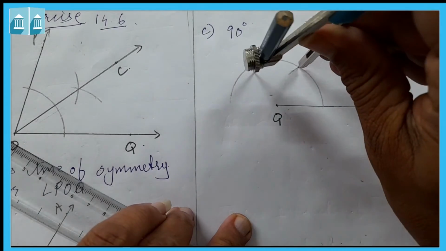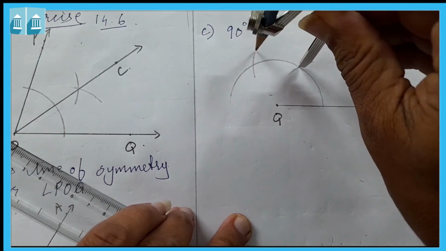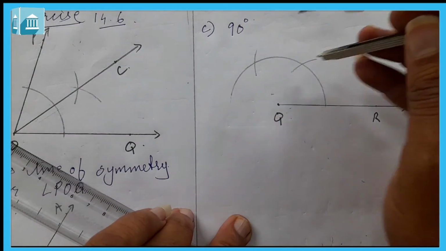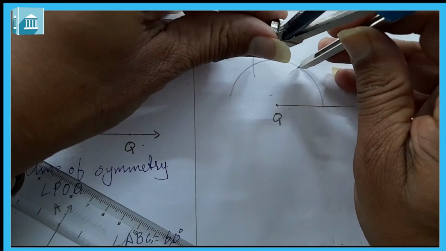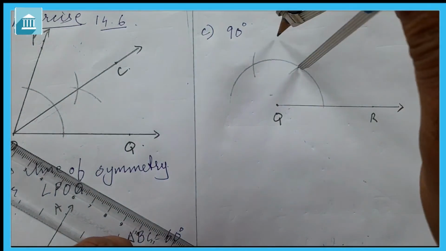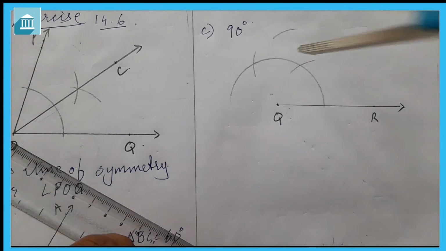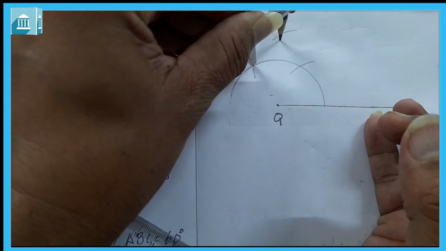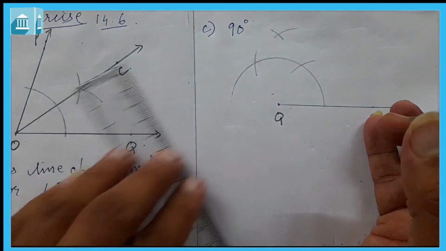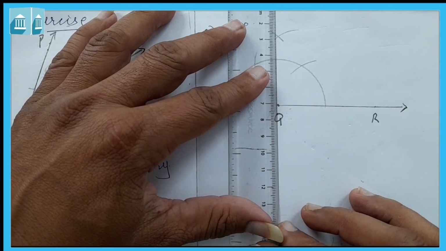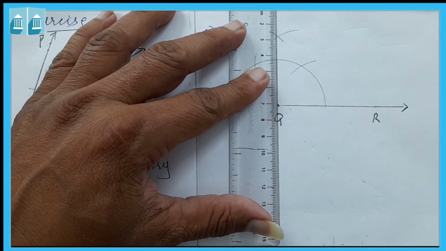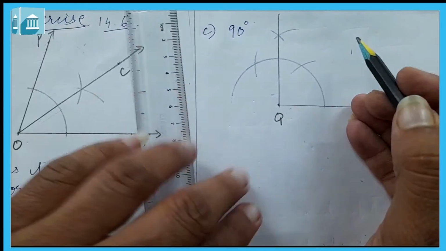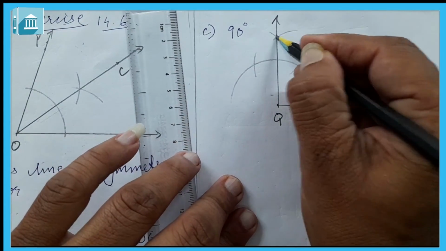Then here it will be 120 degree. We know that 90 degree is between 60 and 120. So with radius more than half of this, we need to draw one arc here and another arc here, and then we need to join these both. So that will be our 90 degree. Let it cut at P.